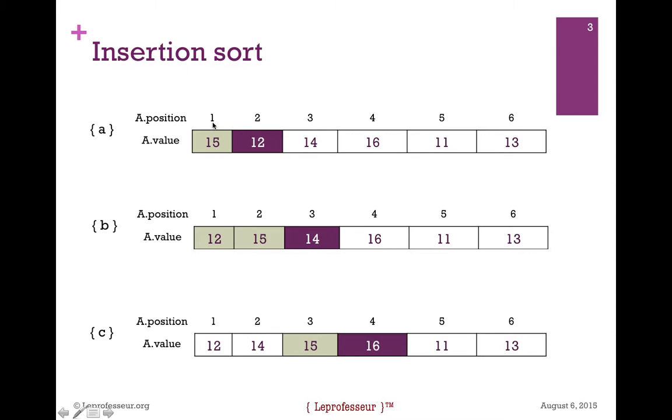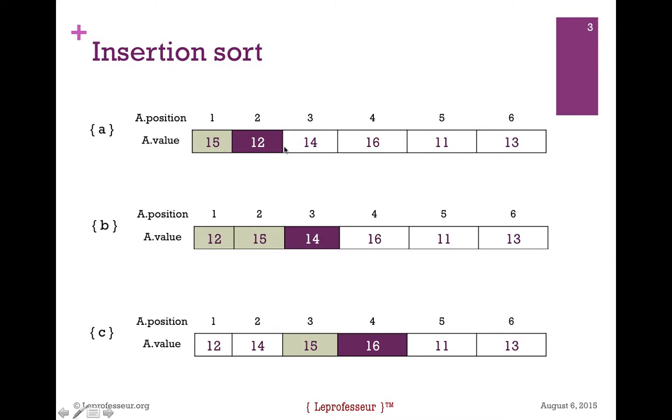Say at position number 1 it's 15, position number 2 is 12, position number 3 is 14, position number 4 is 16, position number 5 is 11, position number 6 is 13. And the idea here is to find the correct position of a particular value. So we start from position number 2 because we already have one number at position number 1. So it makes more sense to start at position number 2.